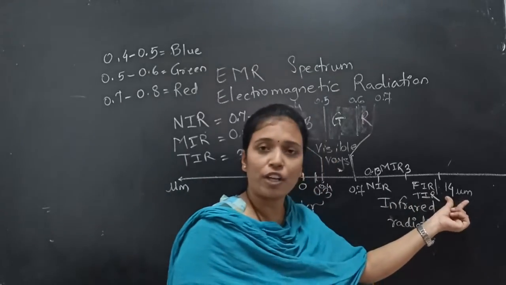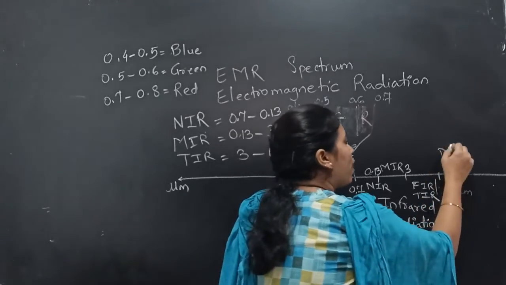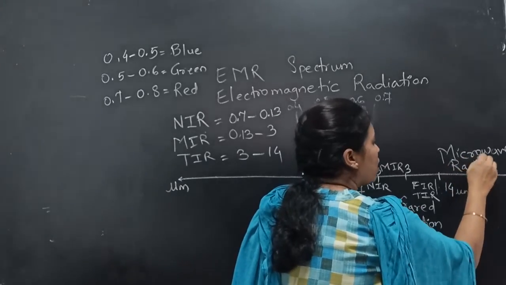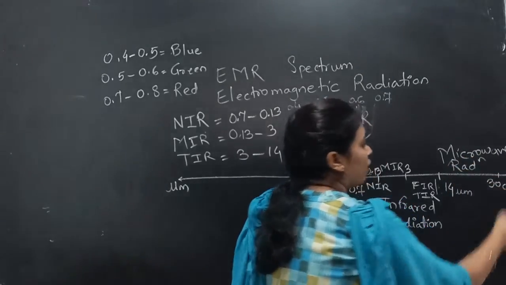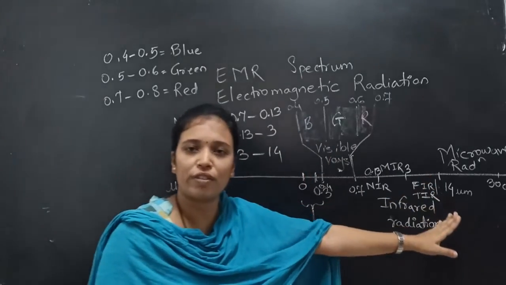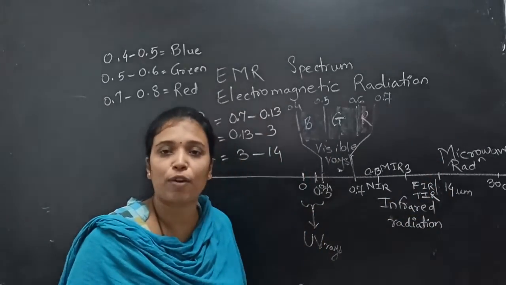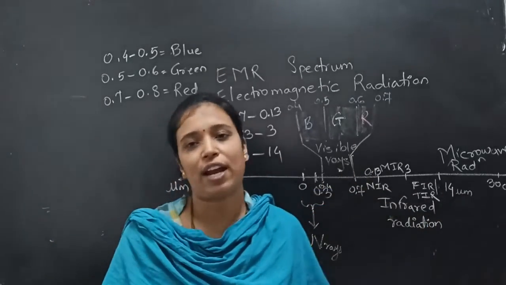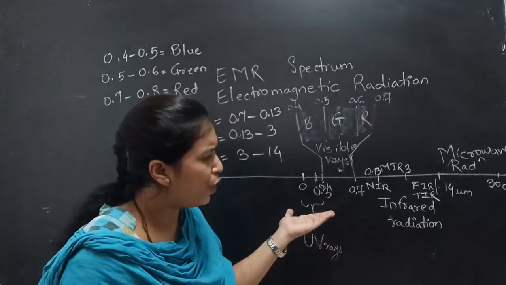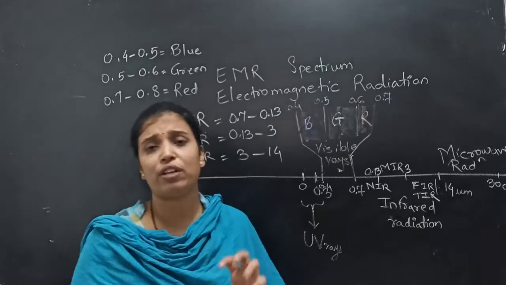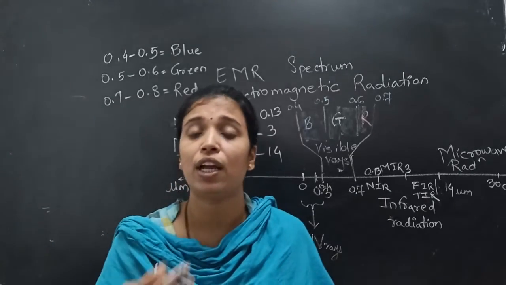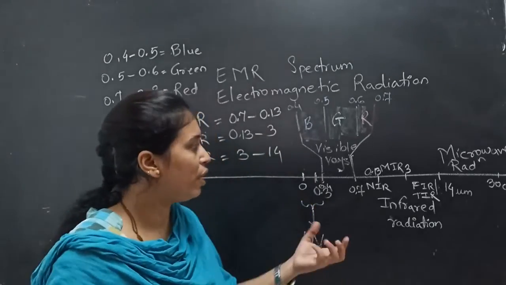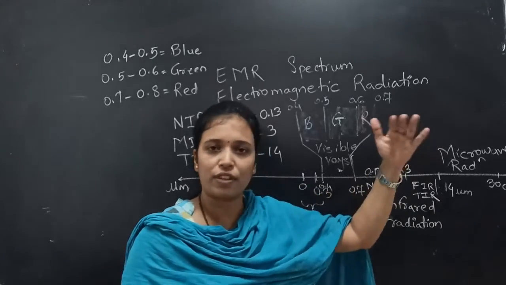And then after 14 micrometer, there are microwave radiations, up to 30 centimeter. There is a huge range of microwave radiations from 14 micrometer to 30 centimeter. These are all microwave radiations, and then after 30 there are radio waves. In microwave radiations, you can use the scatterometer, you can use altimeter, you can use radiometer.